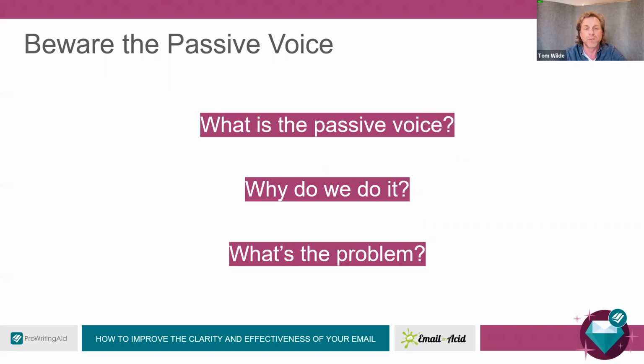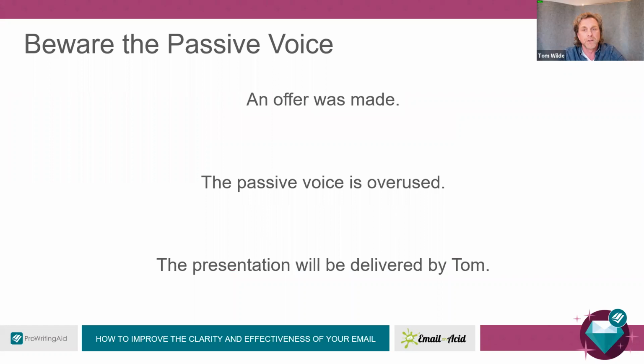Let's have a look at a couple of examples. Okay, these sentences are all written in the passive voice. An offer was made. The passive voice is overused. The presentation will be delivered by Tom. So you can see the object in each of these sentences comes before the verb. And in fact, in 2 of the sentences, the subject is missing. So an offer is the object, was made is the verb, the subject is completely missing.